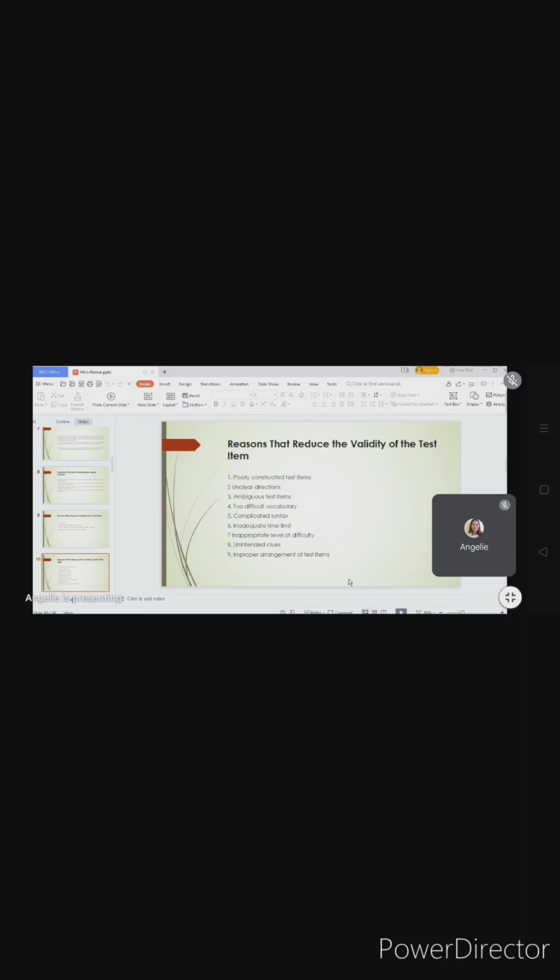Six is an inadequate time limit. Seven is an inappropriate level of difficulty. And eight is unintended clues. And nine is improper arrangement of test items. The test items were not properly arranged.